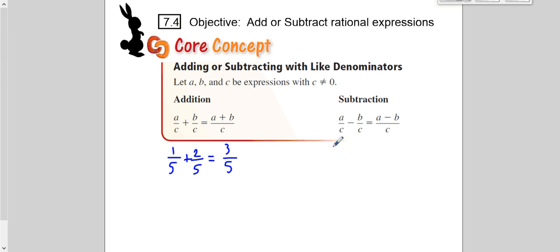Same thing works with subtraction. If the denominators are the same, when you add or subtract, that denominator will stay the same. And then you do the subtraction with the numerators, A minus B, or in this case, 1 minus 2, being -1/5.